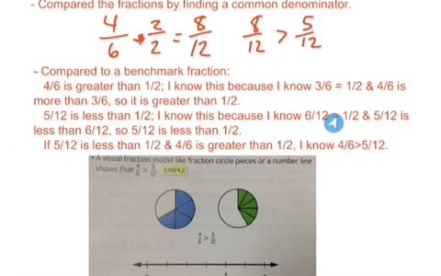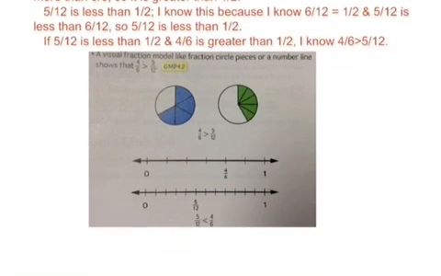Now I need to also add this bottom line. So if 5/12 is less than a half and 4/6 is greater than a half, I know 4/6 is greater than 5/12. Here's a visual representation of that for you. The pieces, if I was using my fraction circles, and how it would stack up on a number line. See how they compare? That's where that would be versus this.